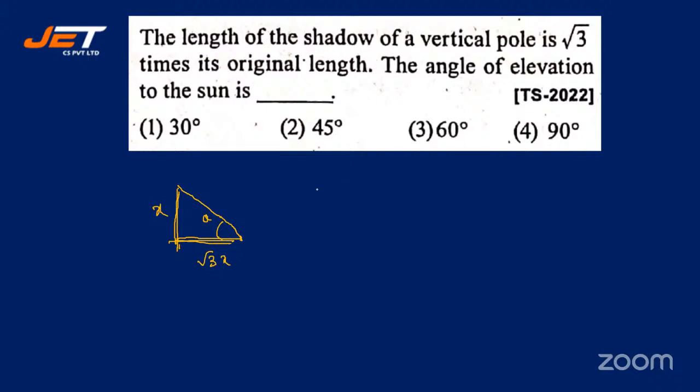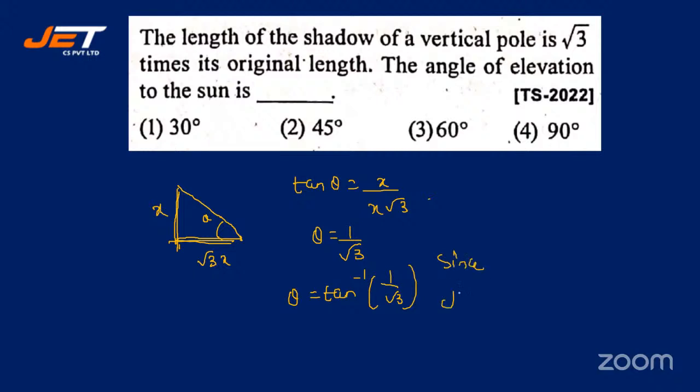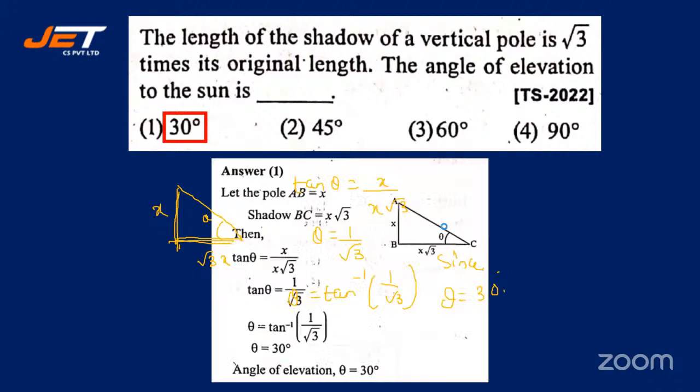Clear? So tan theta is opposite side by adjacent side. So what is theta? Tan theta is equal to 1 by root 3. In other words, theta is equal to tan inverse of 1 by root 3. Since theta is 30 degrees, the angle of elevation theta is 30 degrees. Okay. So hope you all are doing along with me and have understood this. Let's see the answer. Yes, it is.